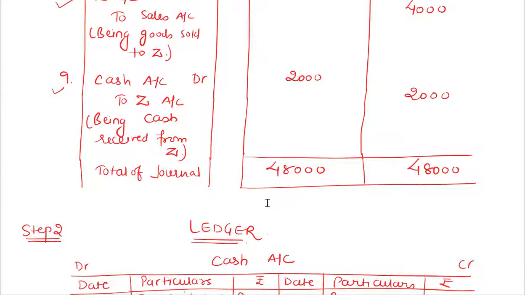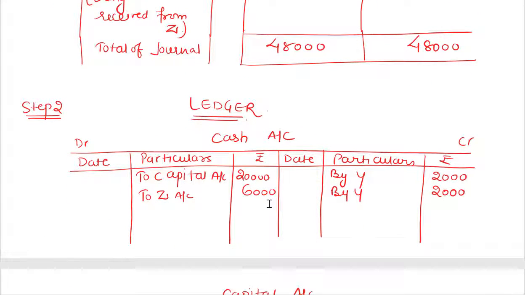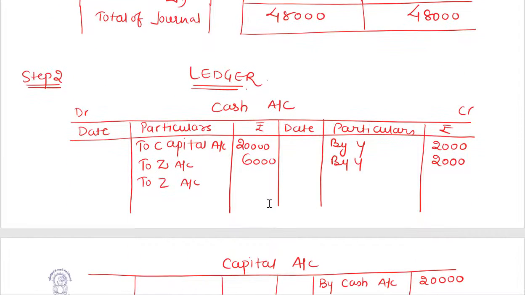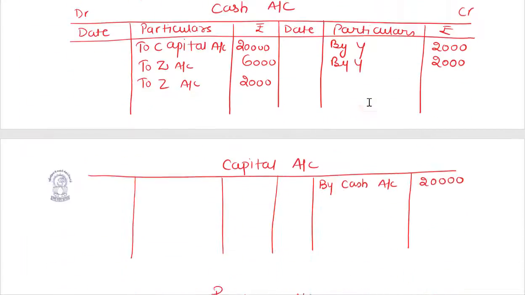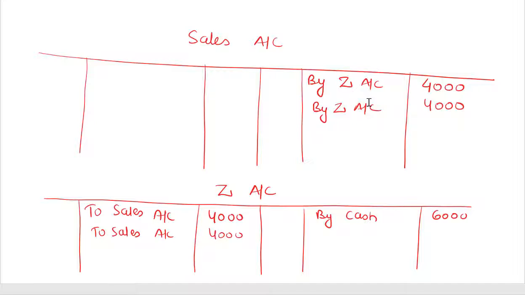Last entry, cash account debited to Z account. That means in cash account on the debit side we will write to Z account. The amount is 2000. In Z's account we will credit by cash 2000. Students, we had done all the entries over here.